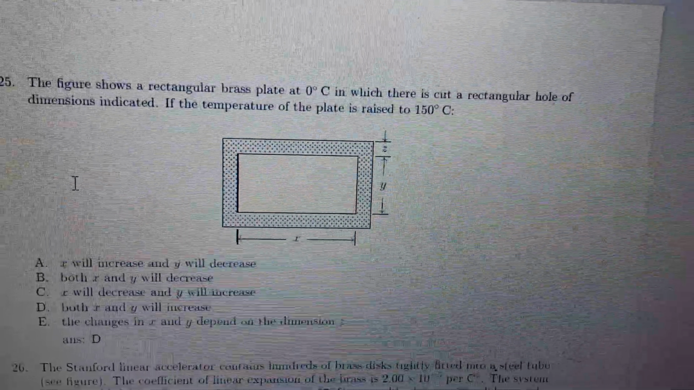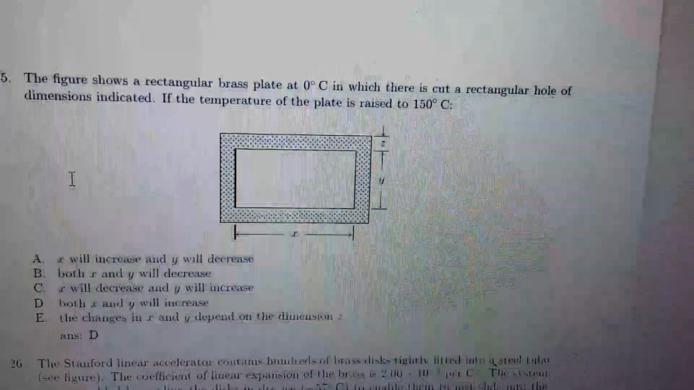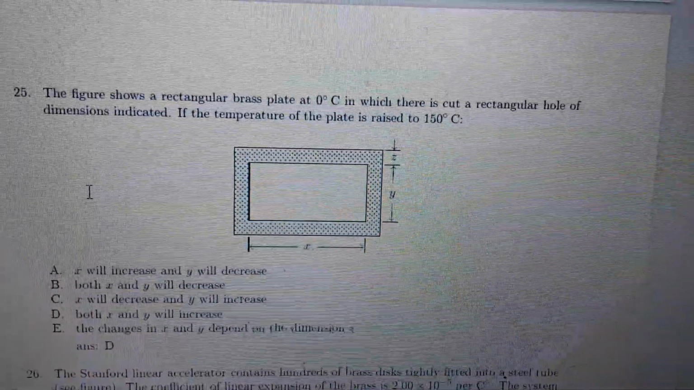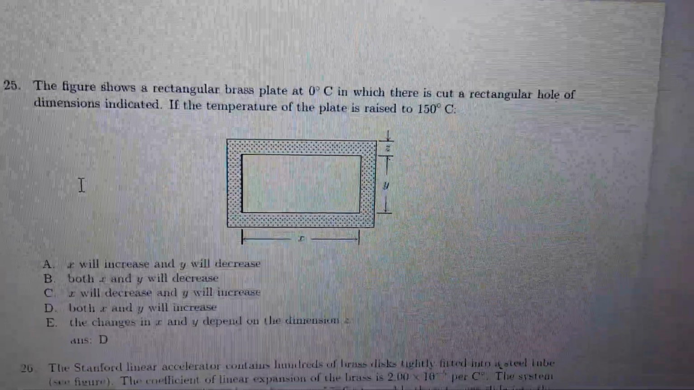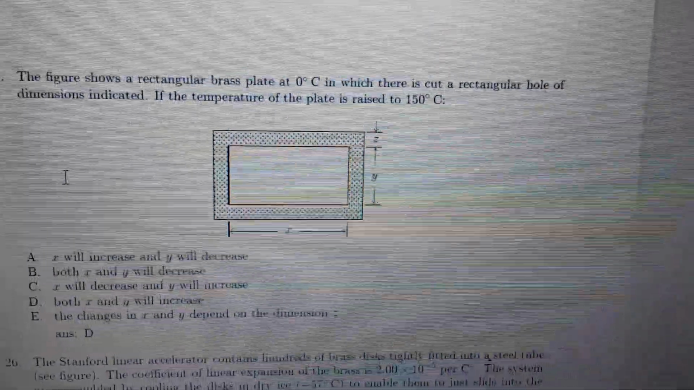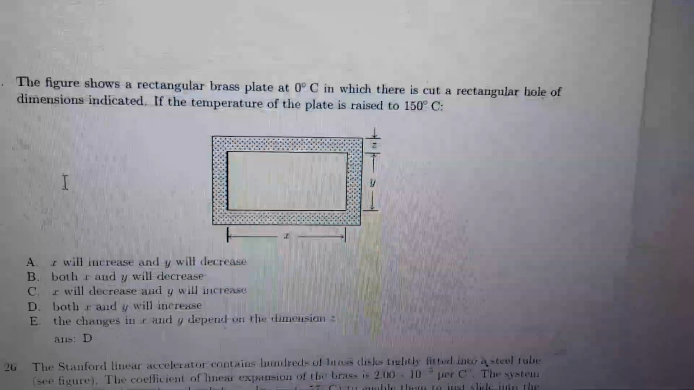The figure below shows a rectangular brass plate at 0 degrees in which there is a cut, a rectangular hole of the dimensions indicated. If the temperature of the plate is raised to 150 degrees Celsius, both X and Y will increase.